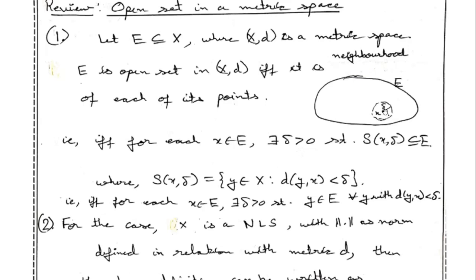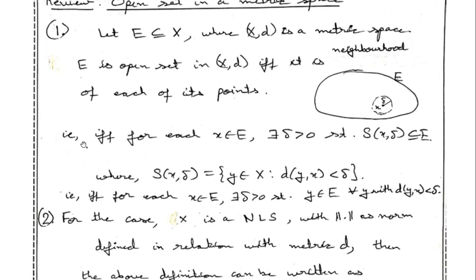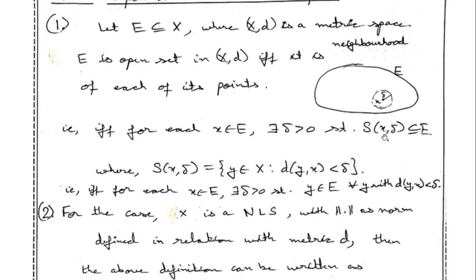There exists one delta radius such that the sphere with center this point x and radius delta is a subset of this set E. So that is the part of the definition, that E is a neighborhood of x. So that is how this definition becomes. Now, what is the sphere when we write it in terms of a metric space? What is the sphere? It is with center x and radius delta.